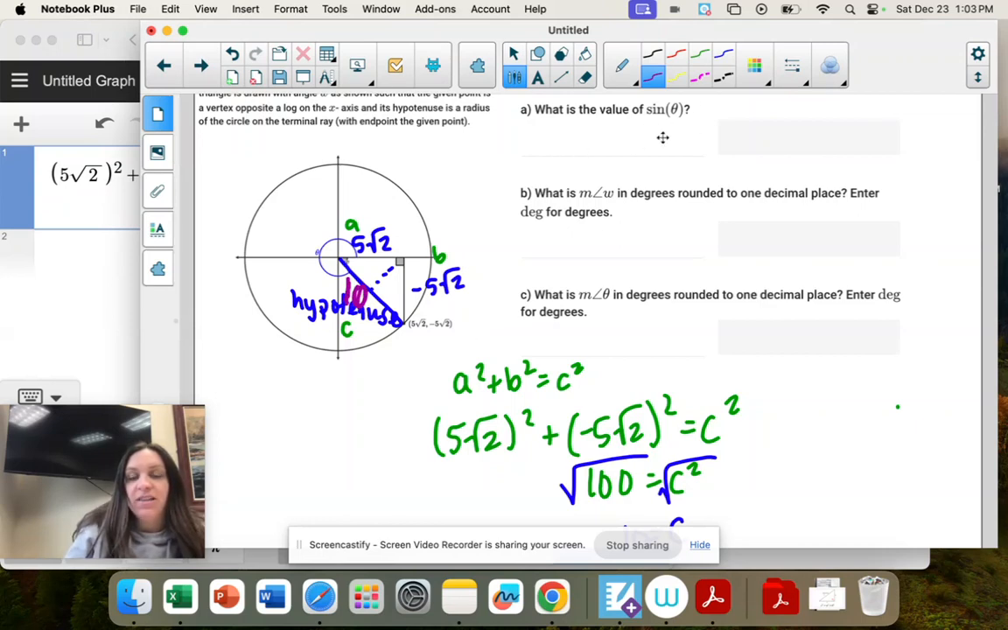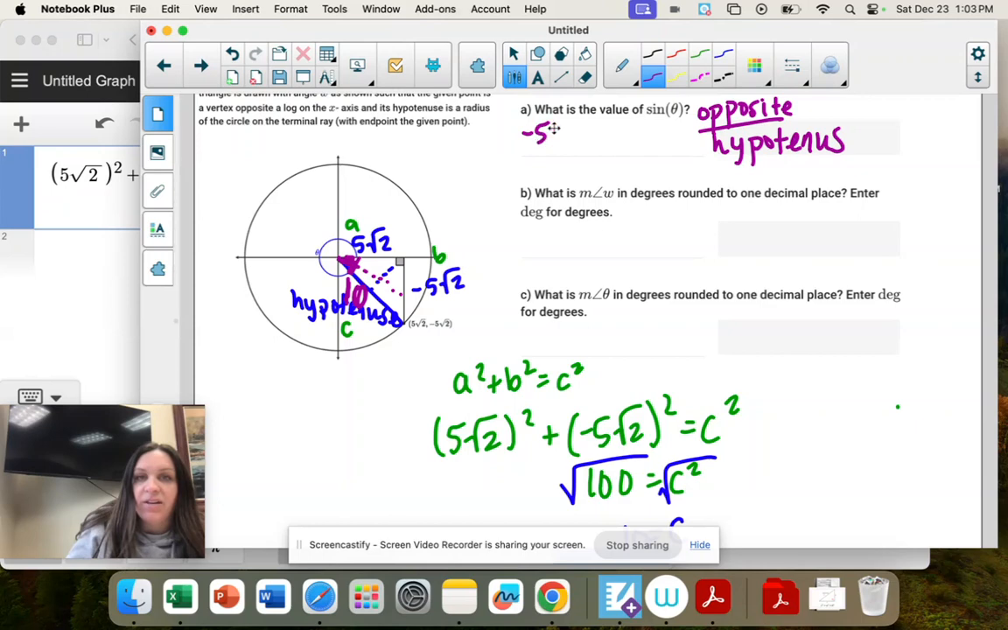So when we find the sine value, we're going to look at the opposite over hypotenuse. And to find the opposite, we look at this inner angle, which is W, but it's also theta. And so it's all the way across right here. The opposite is negative 5 square root of 2 over our hypotenuse, which is 10.